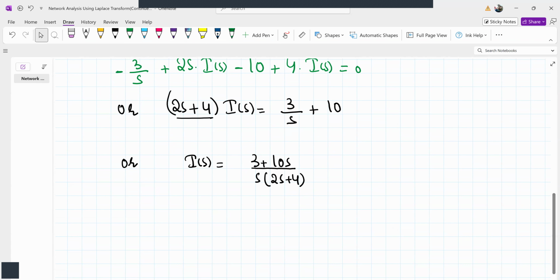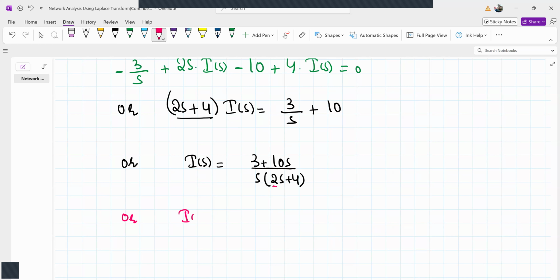Okay, so our goal here is now to find I of t. In other words, we have to apply the inverse Laplace transform to this expression. In order to apply inverse Laplace transform, we'll first take this 2 out from this. So let's see what happens here.